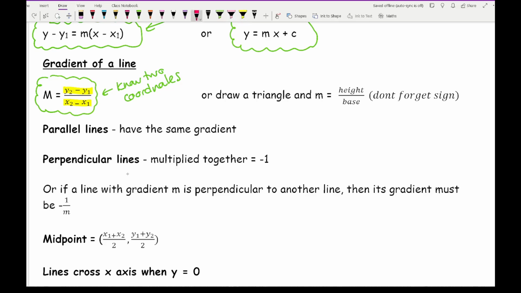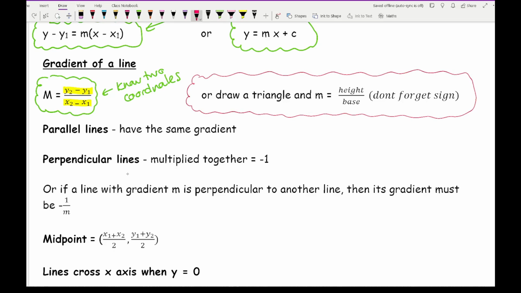Now again, another alternative to working out the gradient if you're given a graph is to draw a right angle triangle and recognize that the gradient is going to be the height of that triangle over the base of that triangle. And one thing you need to remember if you are going to draw a triangle is don't forget the sign of your gradient. If your line is going up, then that's positive gradient, and if your line is going down, then it's negative gradient. So always remember to include the sign of your gradient.